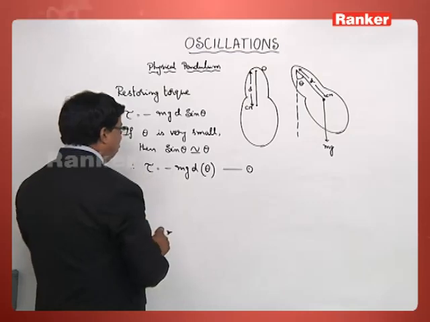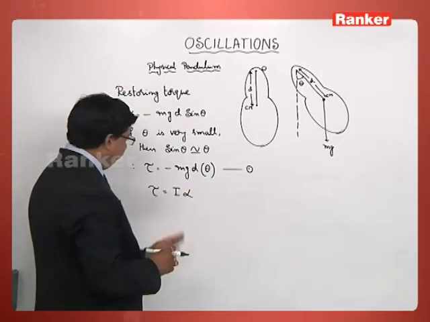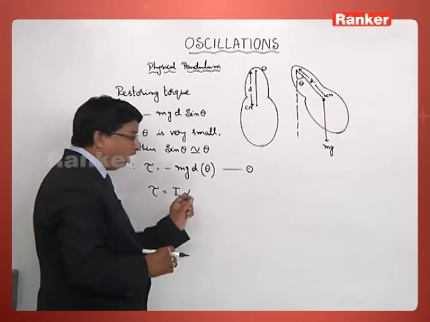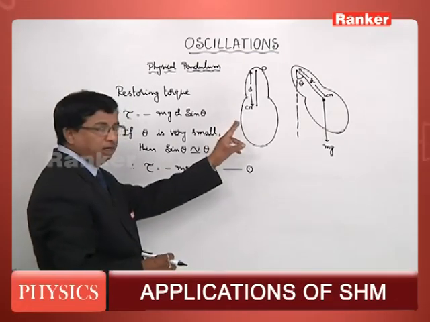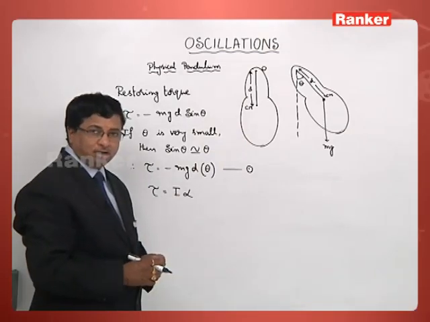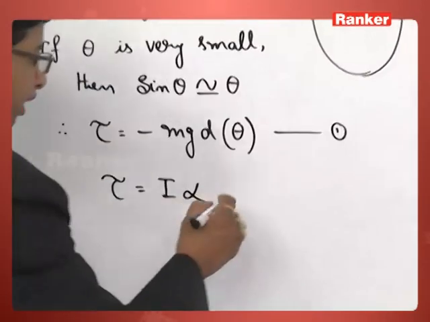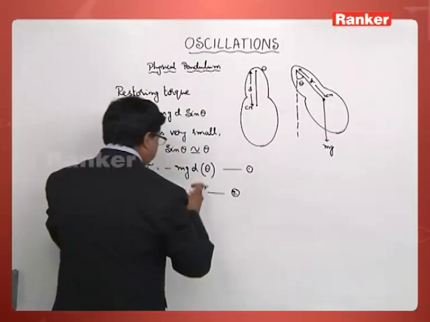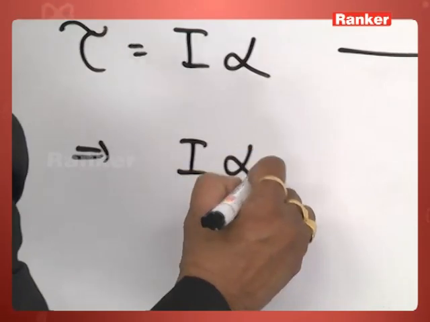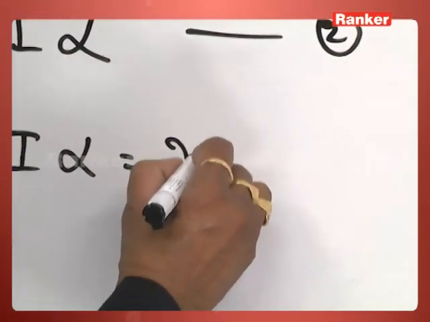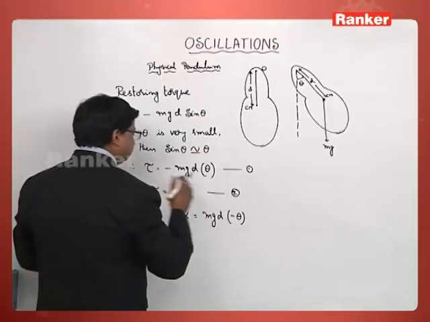When I consider this is the torque, in true sense we know torque is I alpha, where I is the moment of inertia and alpha is the angular acceleration of this body. That means what kind of harmonic motion is it to be called? It is angular simple harmonic motion. So, the moment I write torque as I alpha, these two are equal. So I alpha is equal to mgd into minus theta.